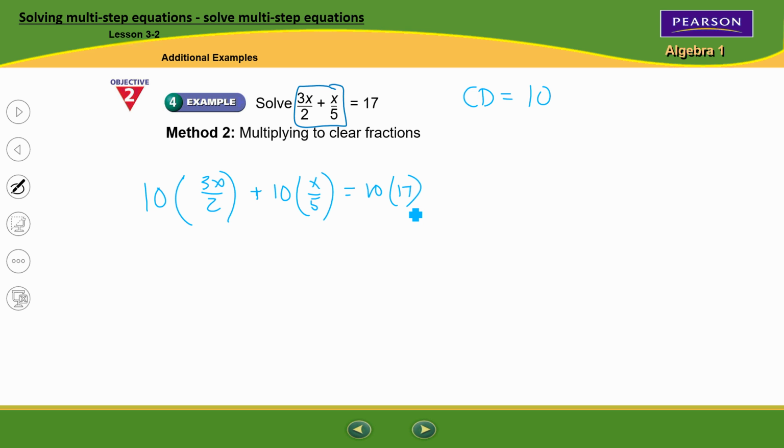I'm going to show you a quick way to do this now, okay? I think of this as 10 over 1. I don't need to worry here on the last one because it's just 10 times 17. I jump straight to simplifying by dividing 10 by 2. 10 divided by 2 is 5, and then I just multiply the 5 and the 3x. So this is 15x. Same thing here. 10 divided by 5 is 2. Those cancel, that cancels, we're left with 2x.